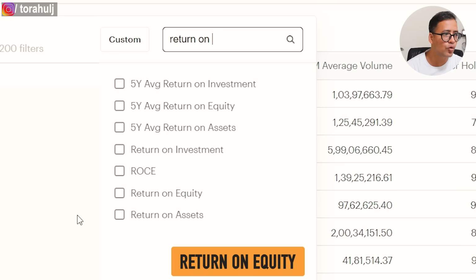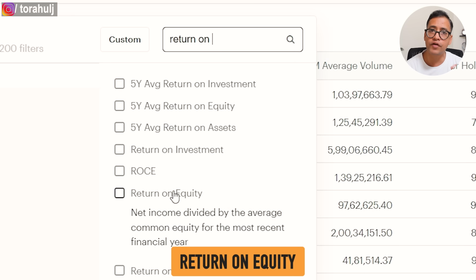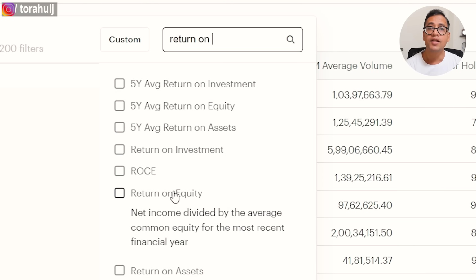So again, I'm going to only select the last financial year's return on equity. The only reason I'm not looking at the last 3 years or 5 years is that in the case of penny stocks, the data is very limited, and they also do not have a track record of producing solid fundamentals over 5 years or 8 years or 10 years.